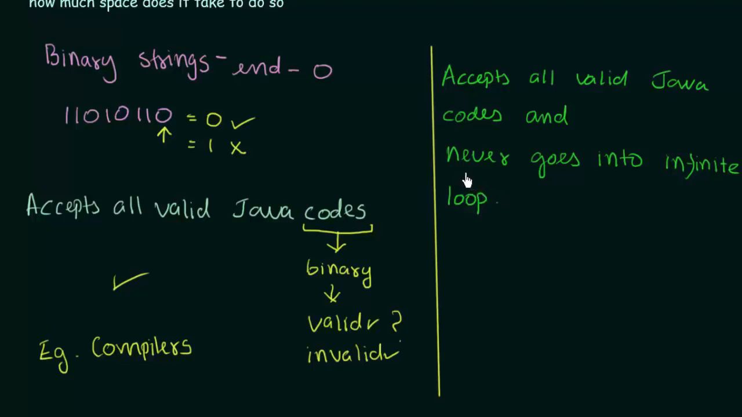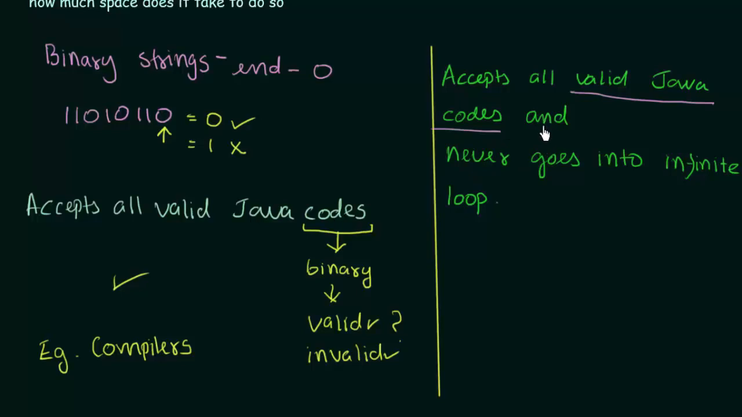Okay, so I want a machine that accepts all valid Java codes and does not go into infinite loop. Is it possible to design this kind of a system? From this previous example, we have found that it is possible to design a system that accepts all valid Java codes. This part is possible, it's fine.